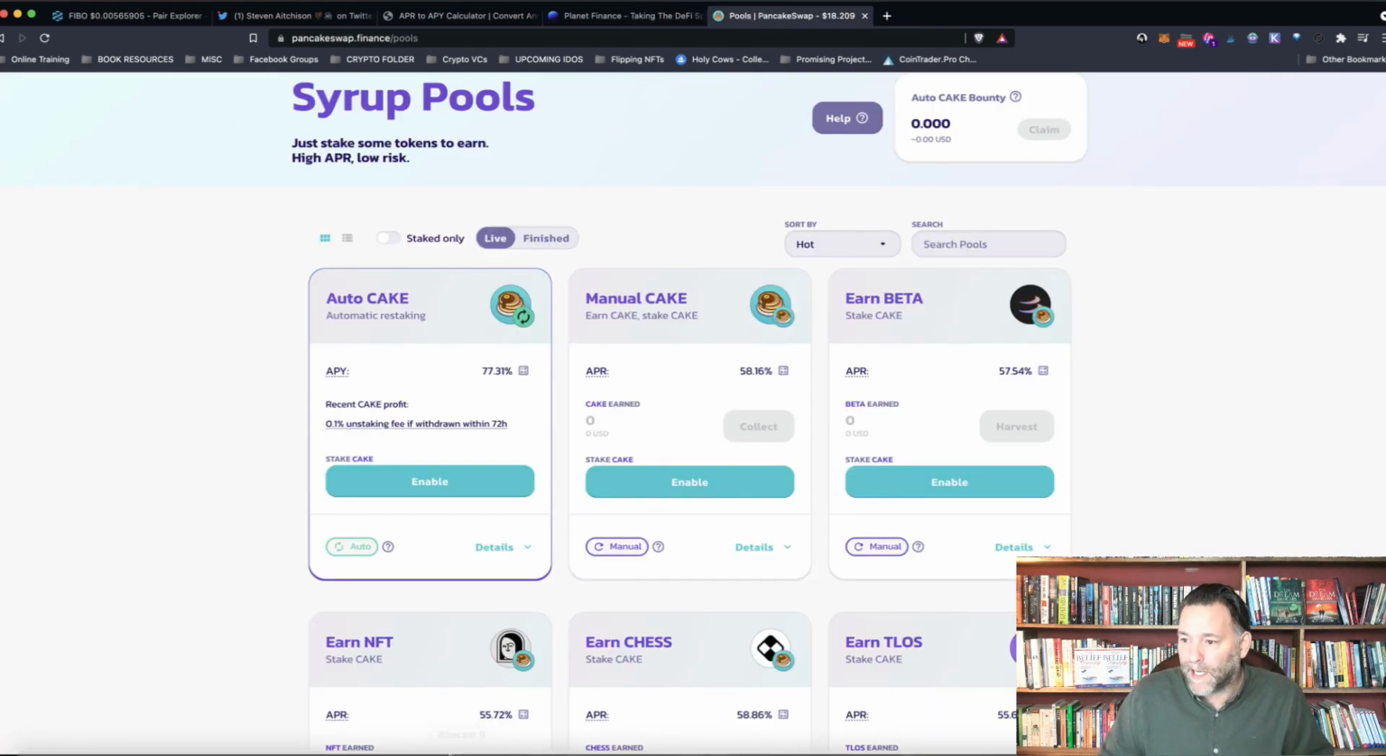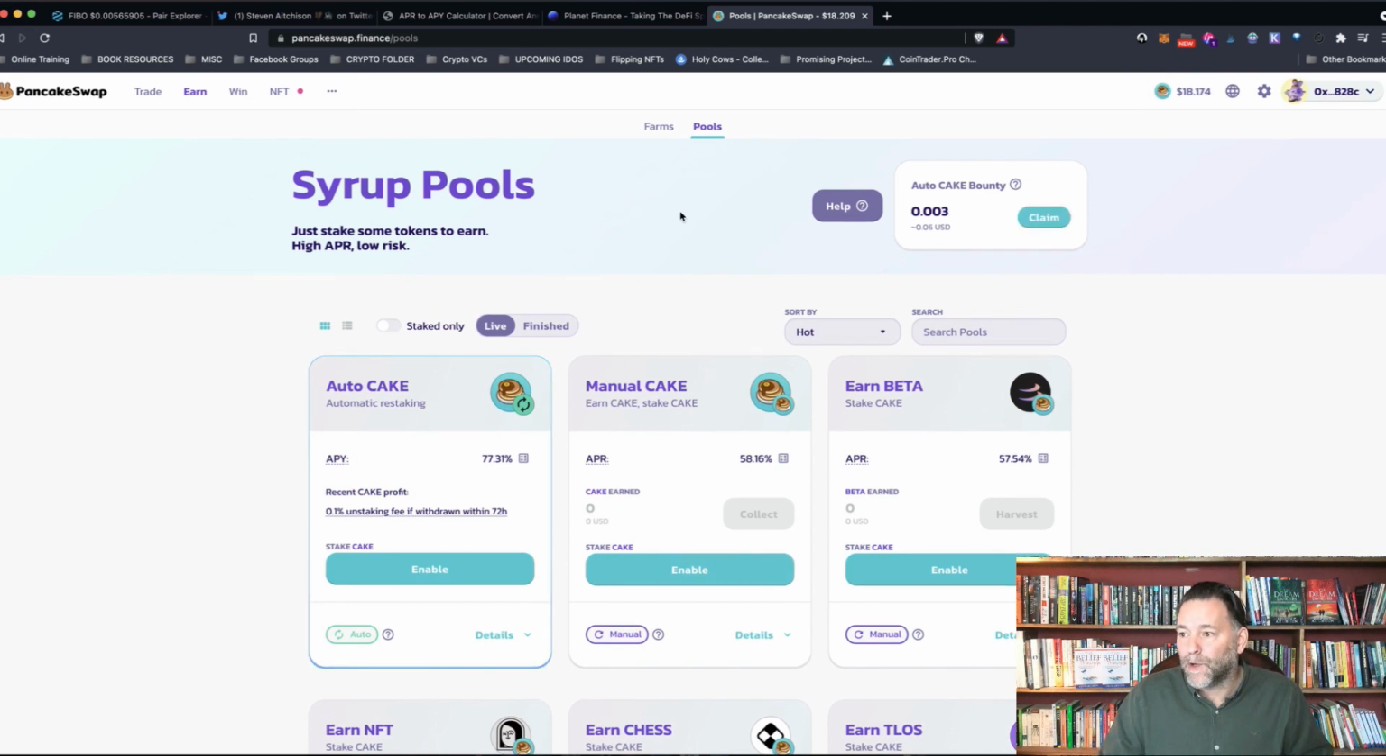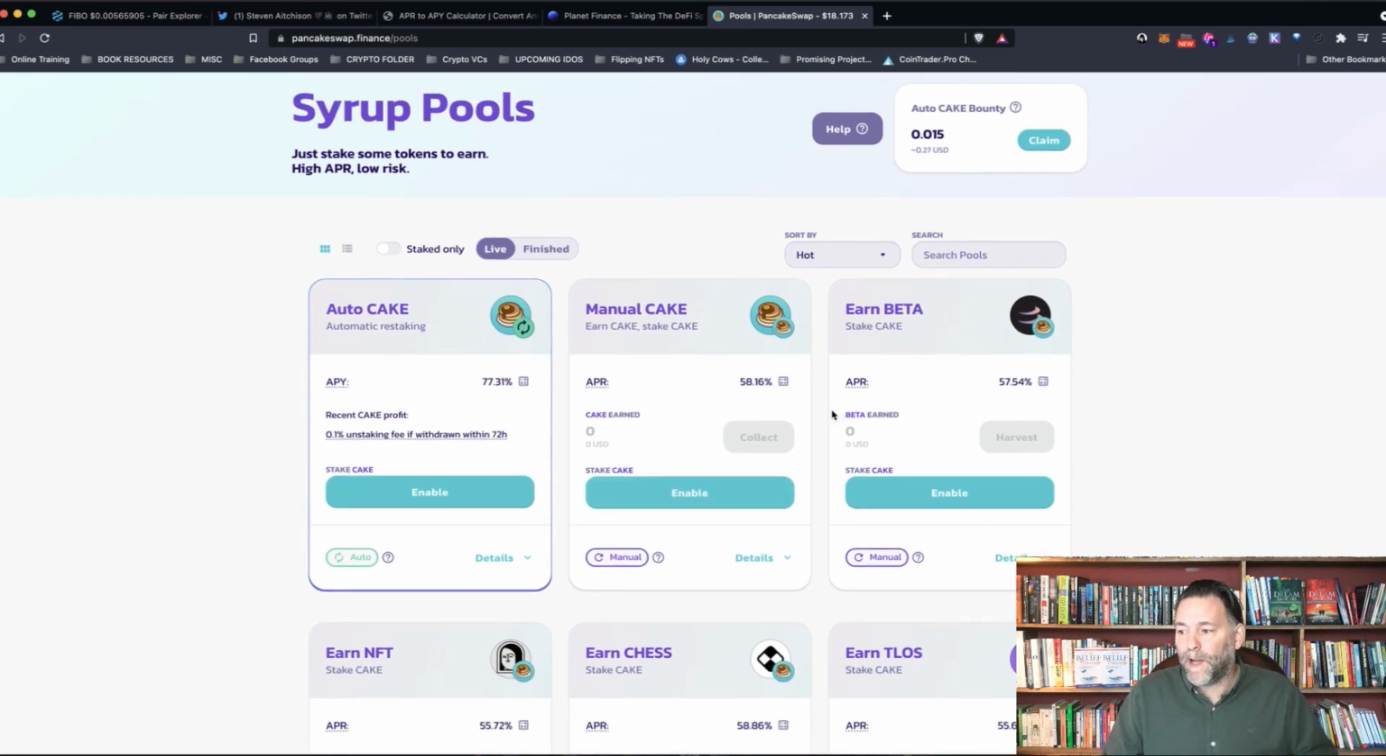If we go over to PancakeSwap, you can see the difference quite clearly here. If you get some cake tokens and you want to stake them, they're saying you're going to get an APR of 58%, which is good. So if you put $1,000 worth in, and cake stays the same price throughout the whole year, you're going to get $580 back, which is a really good rate of return compared to a bank, for example.